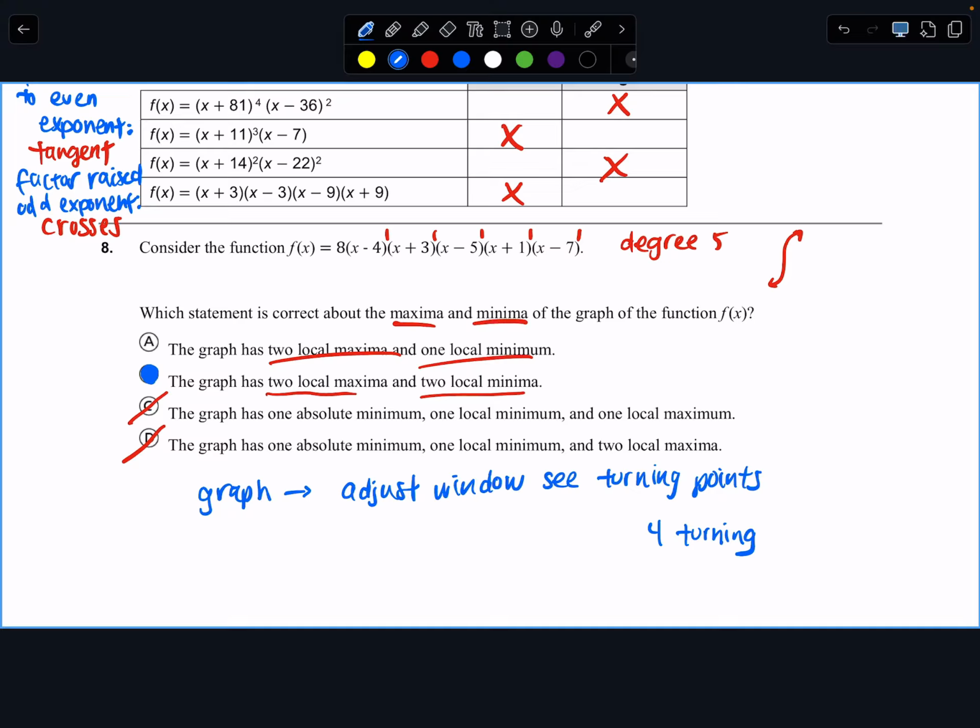Now, if you forget that, that's okay. You could zoom, make sure you adjust your window to see the turning points. Both of those are correct ways.